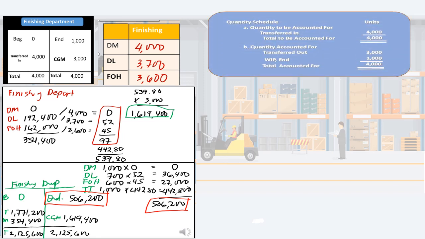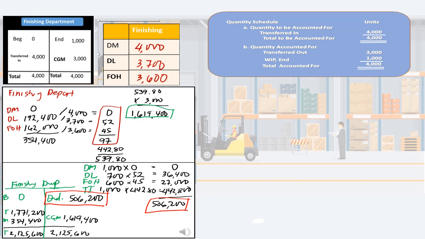So sa taas, we have the quantity to be accounted for. So meron tayong 4,000 kasi ito yung nanggaling from last department. So yung 4,000 according to our computation earlier, so 3,000 down ay pinadala doon sa ating finished goods. So transferred out na yan, or pwede nating sabihin na cost of goods manufactured in units. Then yung WIP ending may natira pang 1,000. So therefore, the total accounted for is 4,000 units, which is equivalent doon sa ating quantity to be accounted for.